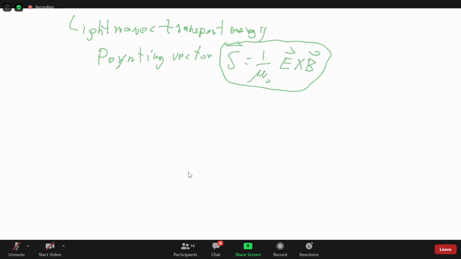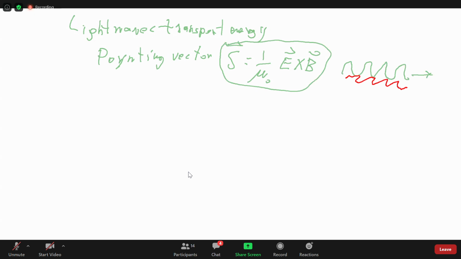You know, so we had this E field, and we had a perpendicular B field, and both going in the direction, right? Described by the cross product.